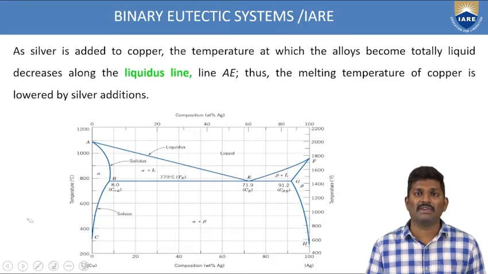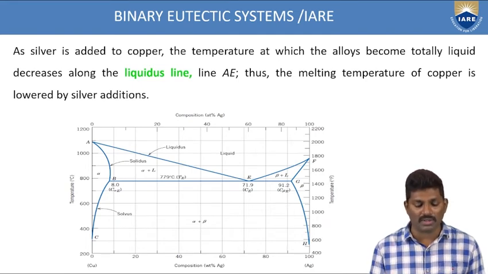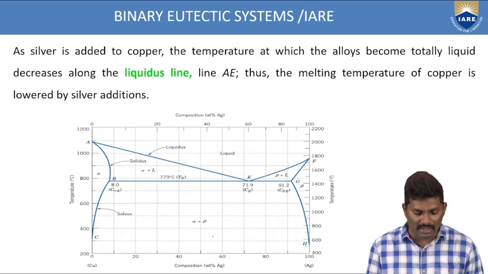Now, as silver is added to copper, what is happening? The temperature at which the alloy becomes totally liquid decreases along the liquidus line. That is the line AE. So what is the line AE? This is the line AE.